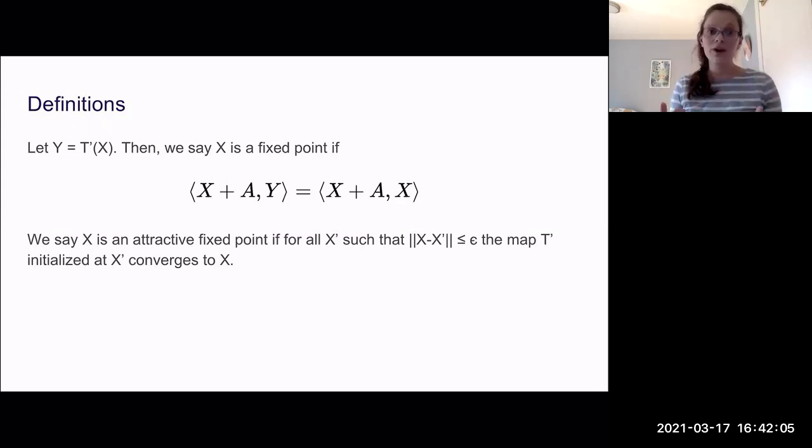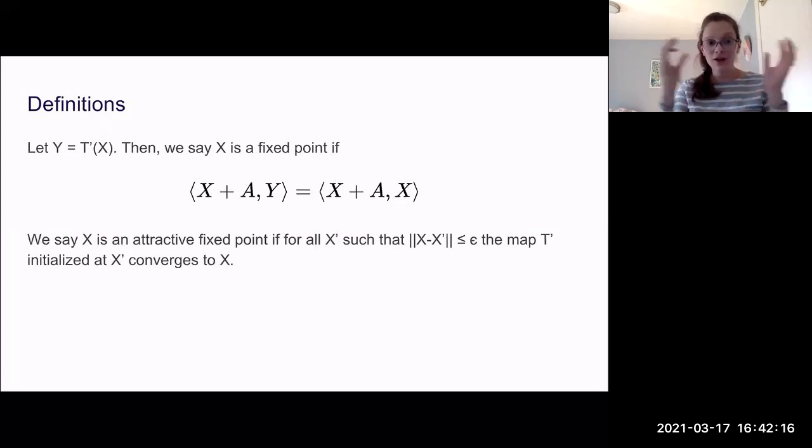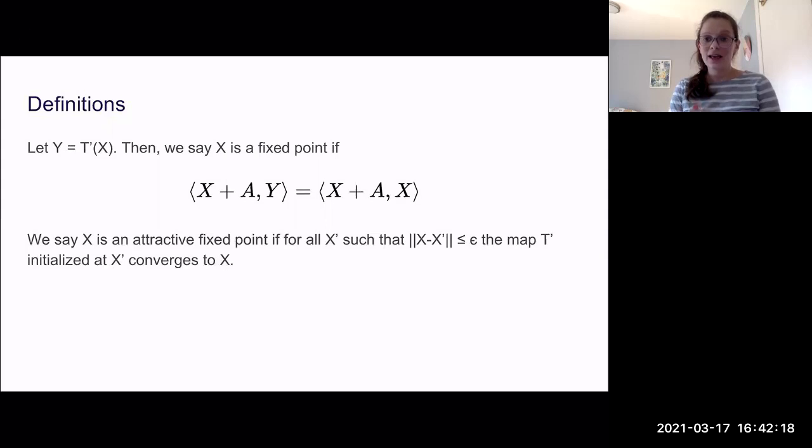So I just don't move. So a fixed point is a point such that you look optimal to yourself. And an attractive fixed point is an even better fixed point because it says that if you're in a ball around this, you're at most distance epsilon from this point, then you're actually going to converge to there.